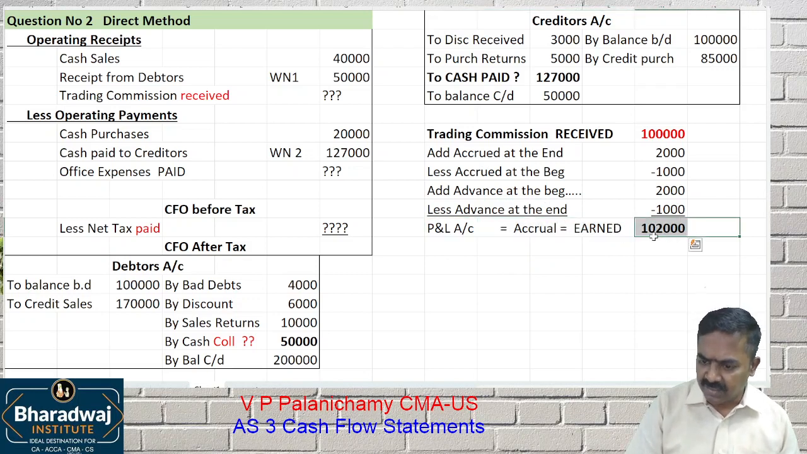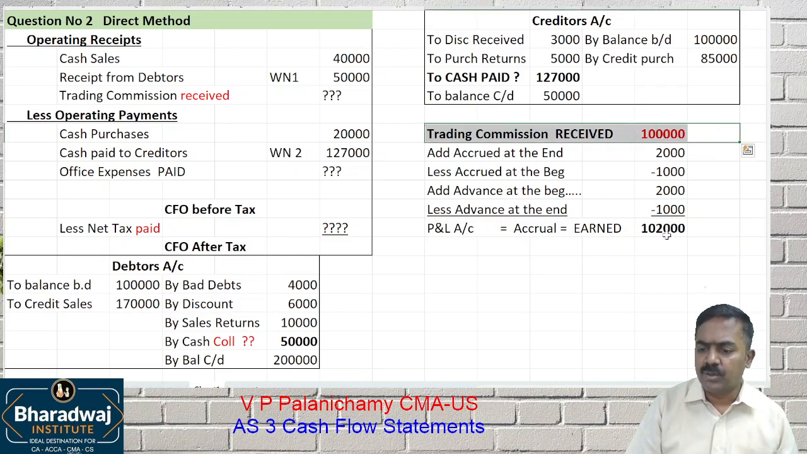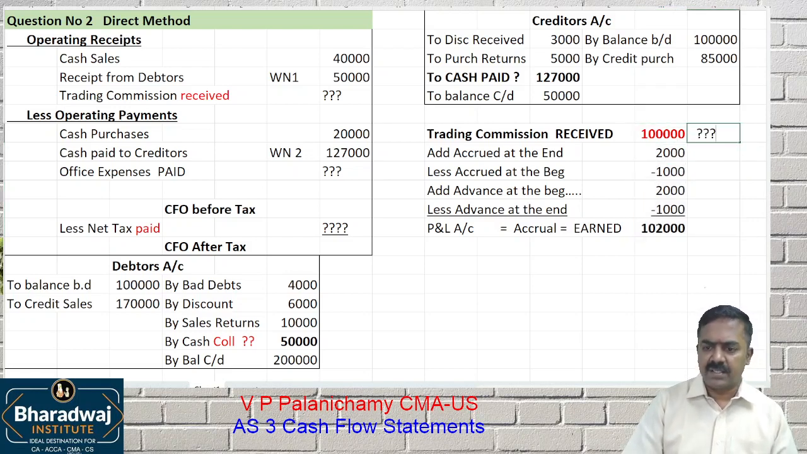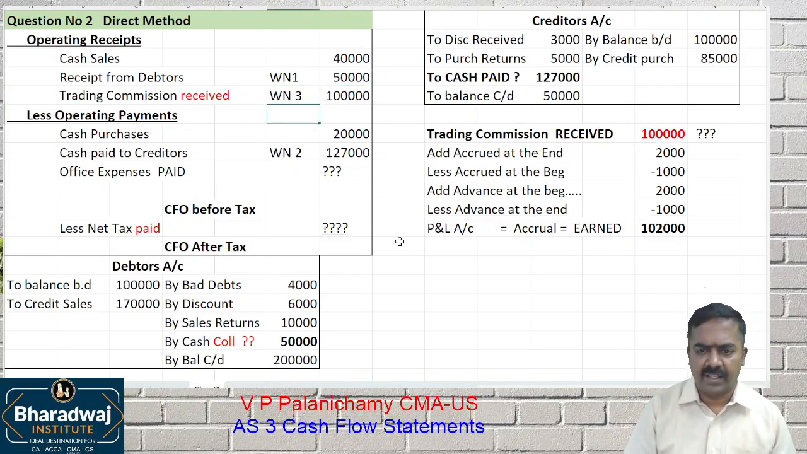In this question, we are given what is accrued. We have to find out what is received. Do the opposite: 1,02,000 plus 1,000 minus 2,000 plus 1,000 minus 2,000. We'll get what is received for the year. Working note number 3: what is received for the year? 1 lakh. Take up this.